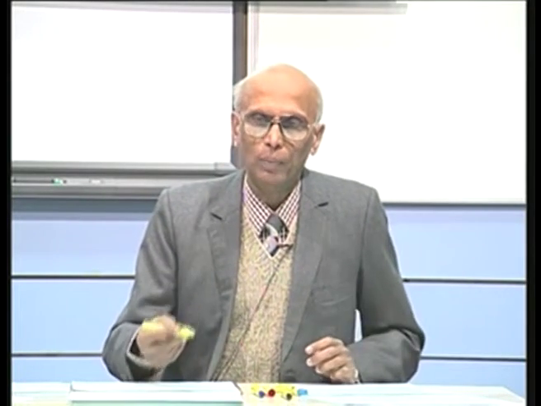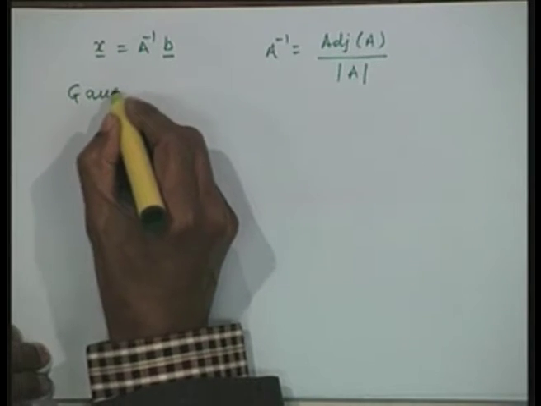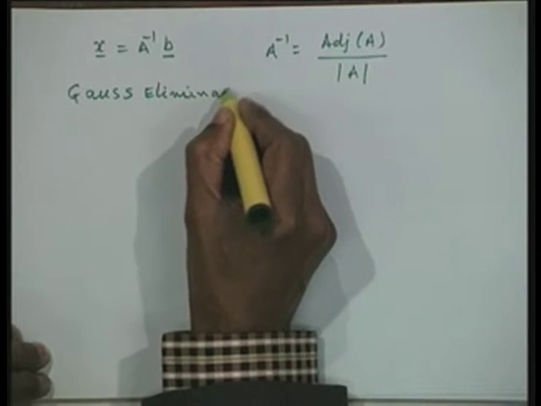But for a single problem, I will not go for this method or for Cramer's rule. I would go in for a better method which would give me the computations in much less amount of time. The first method that we would do in this direction is called the Gauss elimination method.